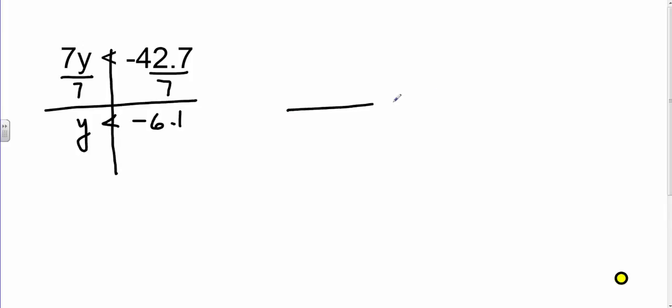Now we come over here to graph again. This time you've got to add something to it because it's got a decimal to it. So we've got 0, we put negative 6, negative 7, and negative 6.1 would be about right here. It says less than, but it does not say or equal to, so we put an open circle instead of a closed dot. It says less than, which means to the left, and we've graphed our inequality.